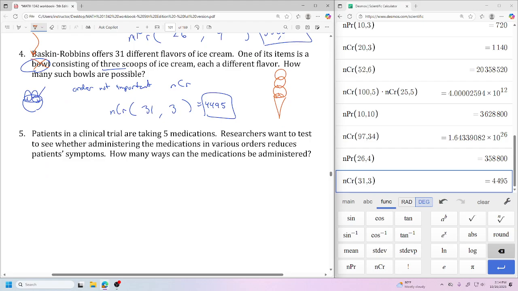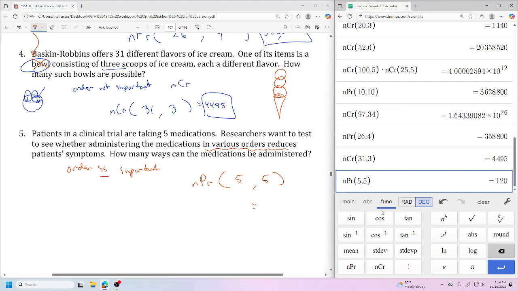So, patients in a clinical trial taking 5 medications, they want to test to see. Oh, do you see here? It says in the various orders, changes it. So, order is important here in this case. So, nPr. Again, I need a total and I need a selected. How much total we got? Just 5. So, you got 5 different pills. And how many are you going to take? All 5 of them. So there's 120 different ways to take those 5 different pills.